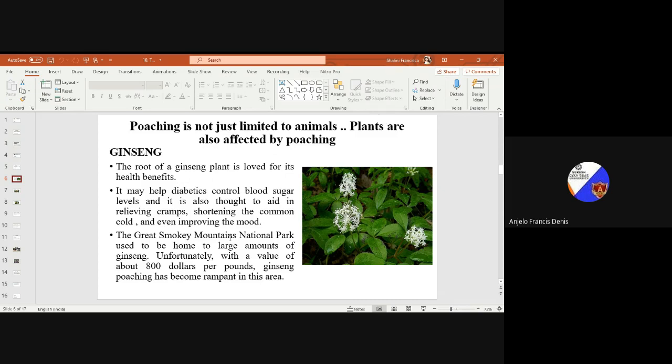The Great Smoky Mountain National Park used to be home to a large amount of ginseng. Unfortunately, with a value of about $800 per pound, ginseng poaching has become rampant in this area. Several other examples of poaching can be seen in the entire country, which is somehow affecting or impacting the natural components, or say like ecosystem or biodiversity.